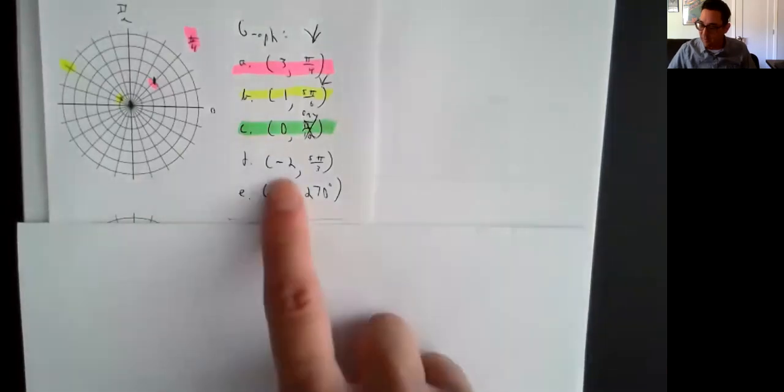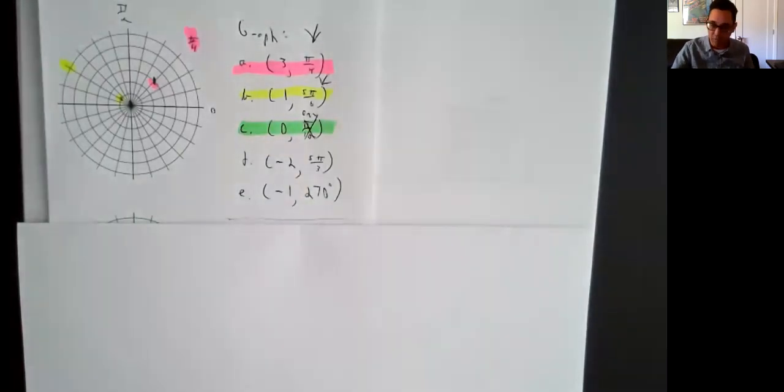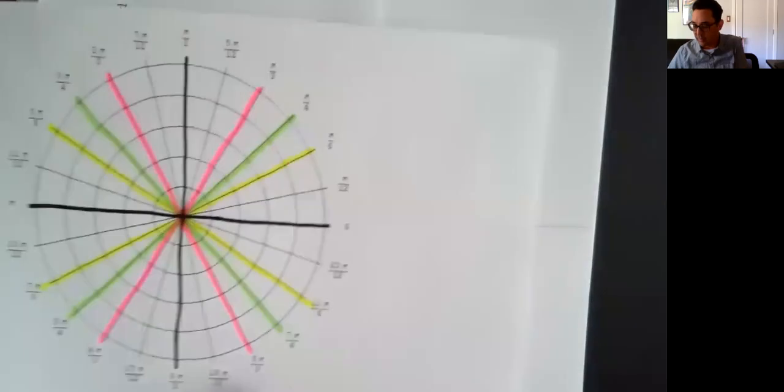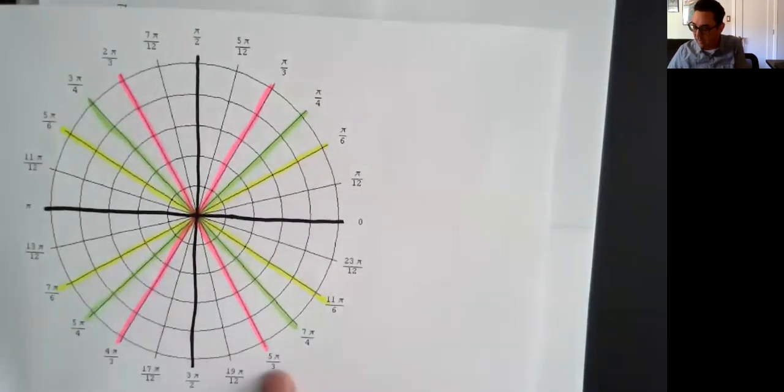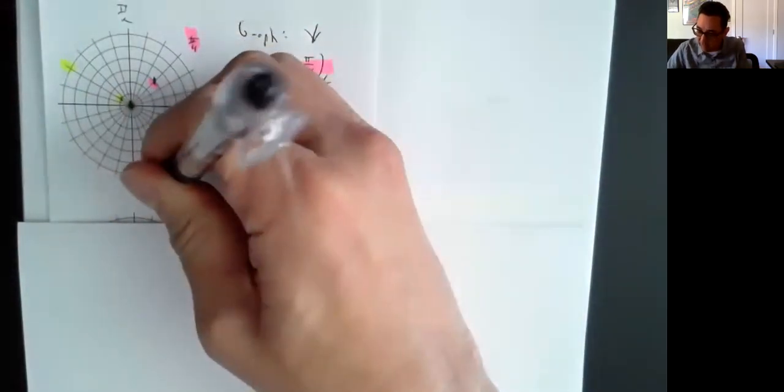So, here in D, we have a negative r. Luckily, we still have the 5 and the angle is still 5 pi over 3. So on my graph, 5 pi over 3 is right there, this red one, somewhere about here. That's 5 pi over 3.